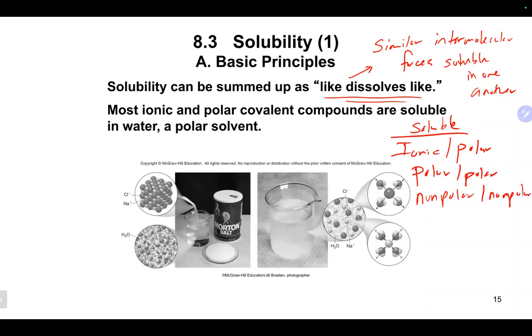Polar and polar things could use dipole-dipole interactions. They can use hydrogen bonding if that's possible for them. Non-polar guys will both be using dispersion forces, so they're able to interact well with each other.